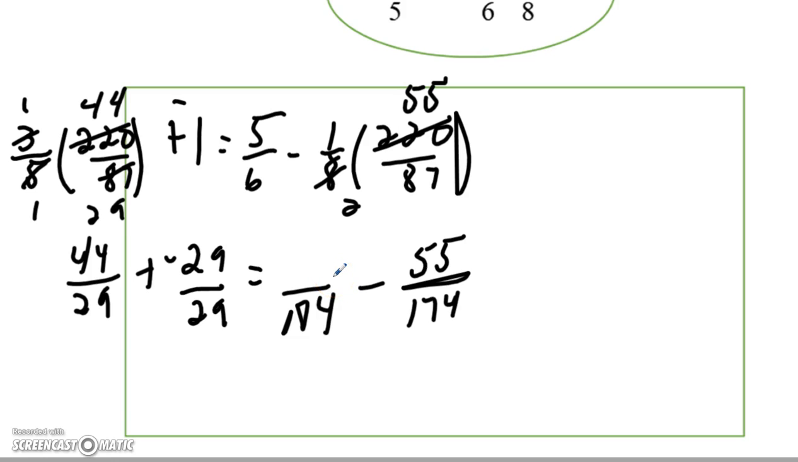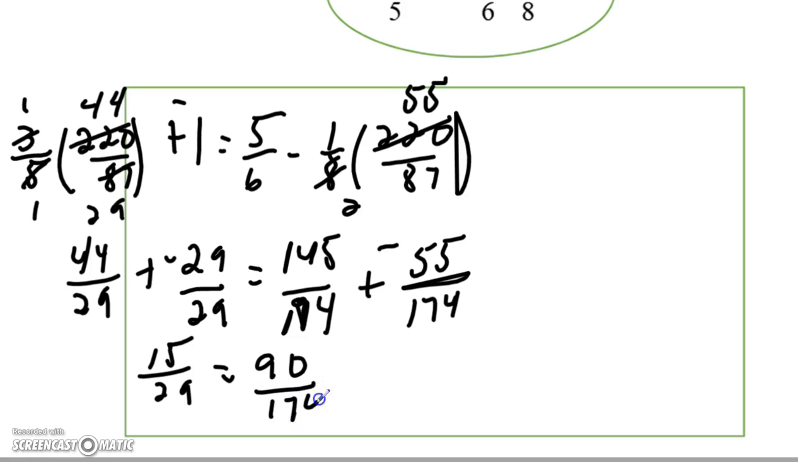And if I multiply 6 times 29, that would give me the 174. But then I also have to multiply the 5 times 29. And that would give me 145. So on the left-hand side, I have 44 minus 29, which is 15 over 29. And on the right side, I have 145 minus 55, which is 90, divided by 174.